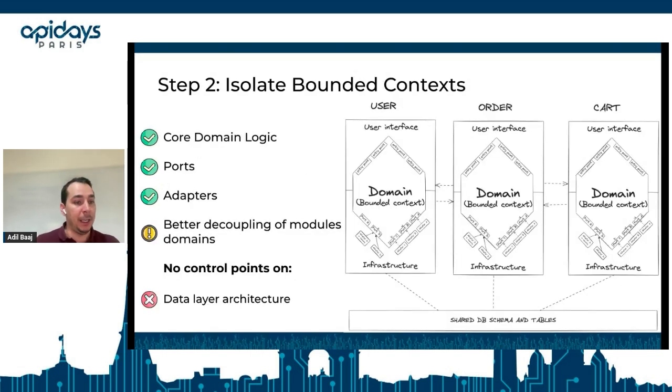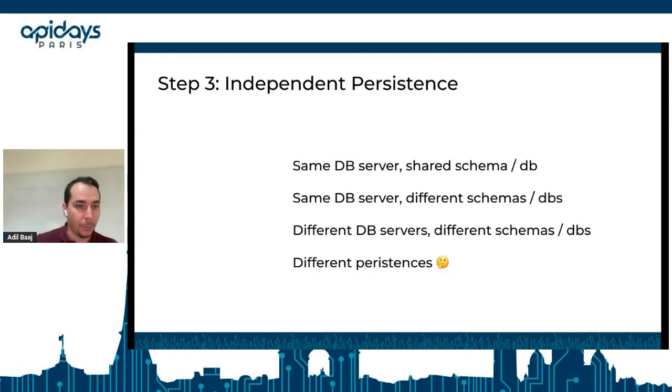So that helped us achieve better decoupling of the domain layer belonging to various modules, but we still don't have control points on the data layer. One way to achieve better decoupling on this data layer is to choose from various options. We could go with the same database server and a shared schema in the sense of PostgreSQL, or shared DB in the sense of MySQL; the same database server with different schemas; different database servers with different schemas; or why not even different persistences.